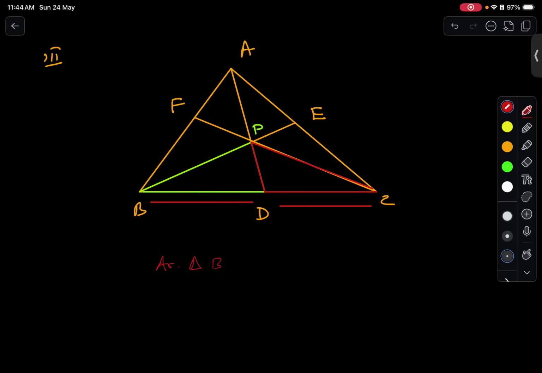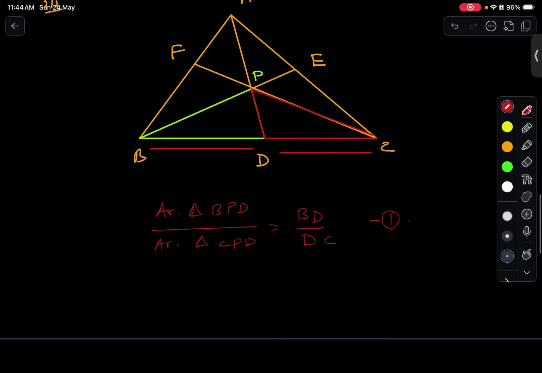So area of triangle BPD upon area of triangle CPD is nothing but, in the numerator we have taken this, so height will be same. So this is BD by DC. This is BD by DC, but I'm not stopping myself here.